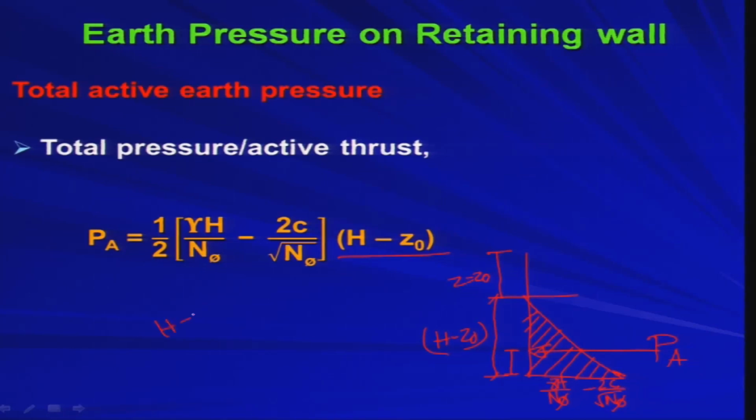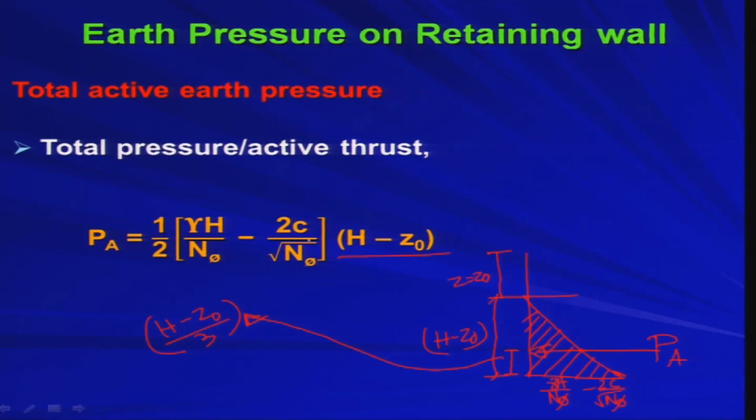And it is acting at a distance h minus z naught by 3 above the base. So this is the point of application of this active thrust Pa, that is h minus z naught by 3. I hope that you have understood the basic difference between the cohesionless soil and the cohesive soil. In the cohesive soil the active earth pressure can be calculated by this expression, whereas in case of cohesionless soil you calculated active earth pressure Pa as half into Ka into gamma into H square. So this is the thing.